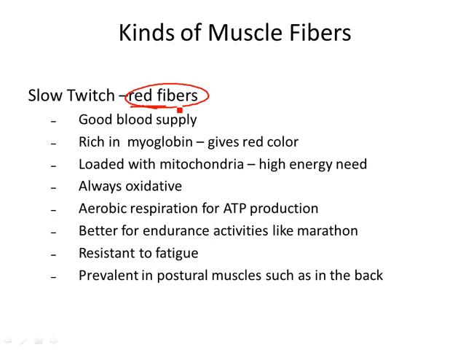They're red because they have a good blood supply. They have a lot of myoglobin. Myoglobin holds onto that oxygen and gives them that red color. They have a lot of mitochondria, lots of energy. They're oxidative. They require oxygen. They use aerobic respiration to make ATP.